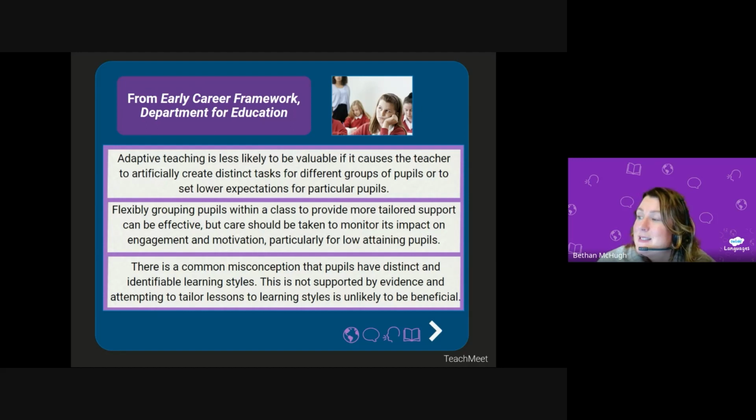It's adaptive teaching as an evolution of differentiation rather than a replacement, and this is a really positive way of viewing it. And it's making our communication clear, unambiguous and accessible.